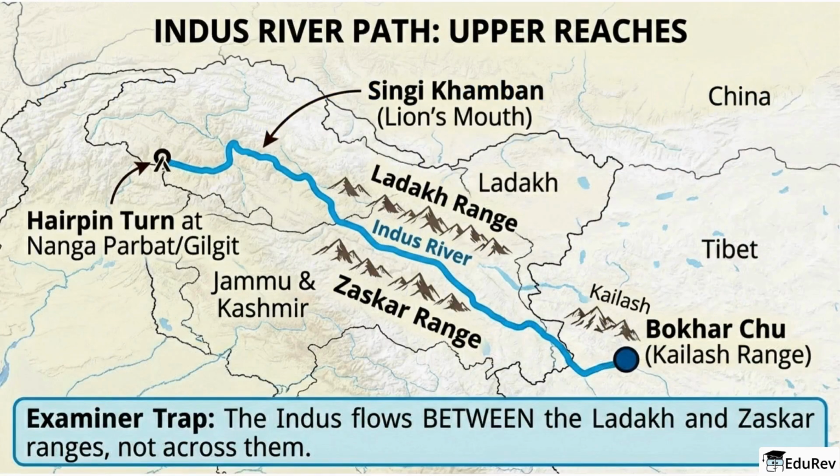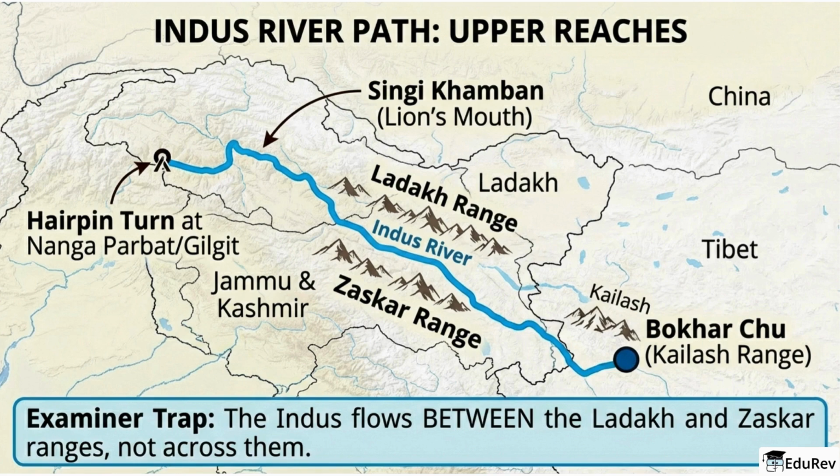Let's start the Indus properly. Its upper course begins near Bokharchu in the Kailash range. Another important name is Singhi Khamban, which literally means lion's mouth. From there, the Indus moves northwestward through the high mountain region.